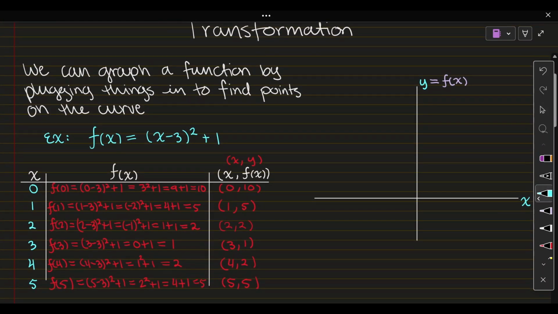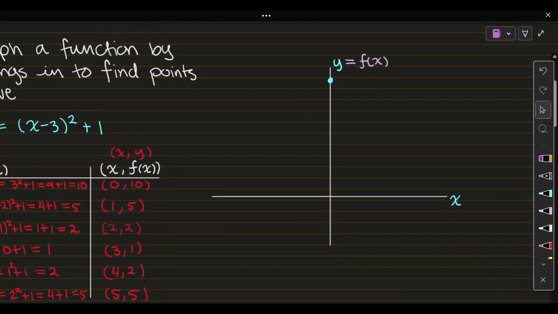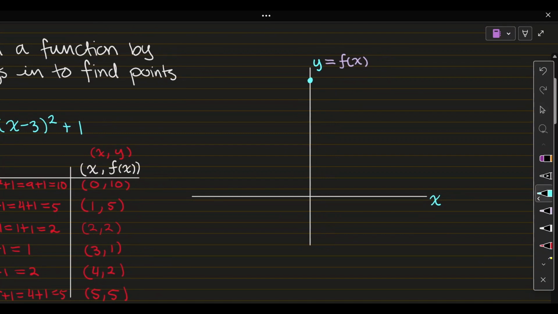So we'll say the point (0, 10) is somewhere here. This is our point (0, 10). (1, 5), we'll say is about halfway down, so this will be here. (2, 2) will be, let's say, here. (3, 1) will be like here. (4, 2) here, and (5, 5) would be somewhere here. And I can draw a line that smoothly interpolates each of my points.